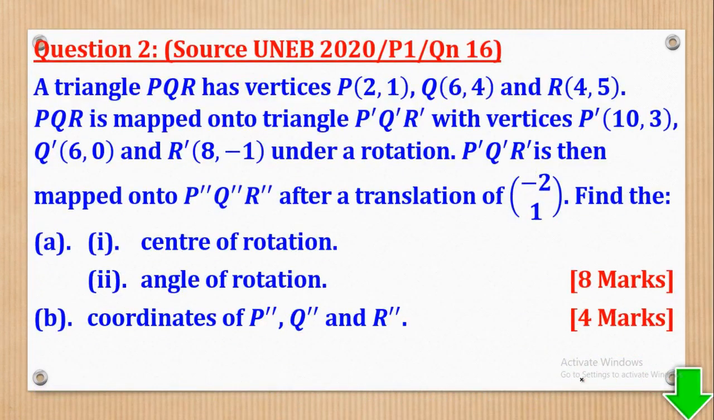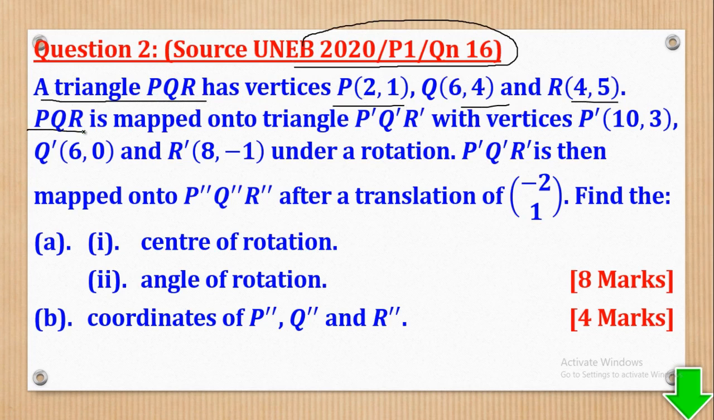That has been for 2 points. Now let's see this one. So question 2 came from UNEB 2020, which is last year, paper 1, question 16, and says a triangle PQR has vertices these ones. PQR is mapped onto triangle P prime, Q prime, R prime, with vertices P prime, which is that, Q prime, which is that, and R prime, which is that, under a rotation.